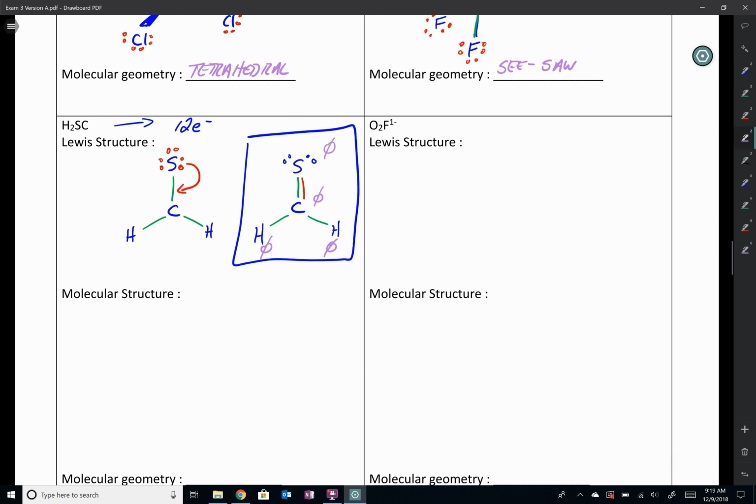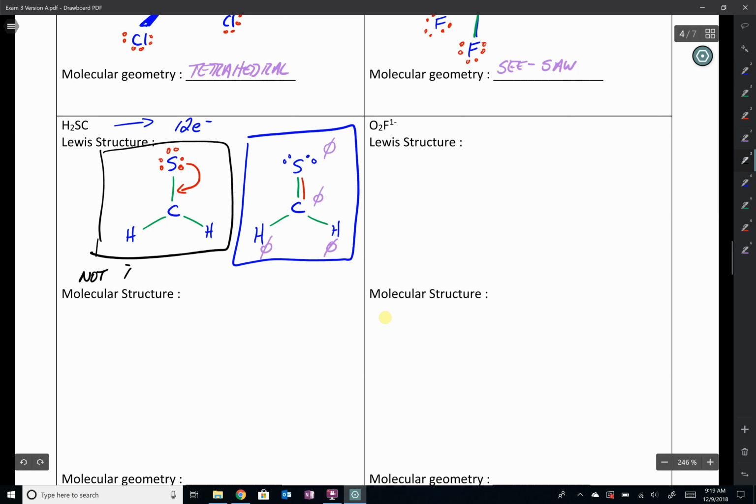Now here's some good practice. Prove to yourself why this is not the ideal, not the best Lewis structure. I'm going to give you a hint: you've got to do your formal charges. So go through, check your formal charges for that one boxed in black there, and tell me why it's not the best Lewis structure. Okay.